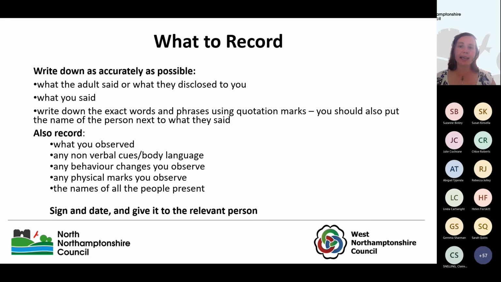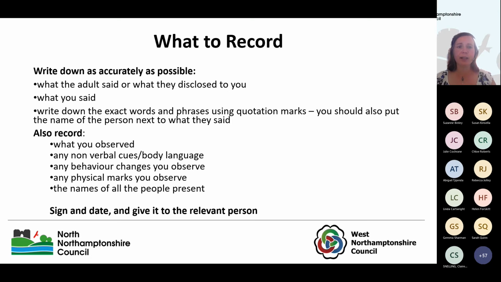Did they say that the person shut them in their room? Or did you just infer that from what they said? So what were the actual words that they said? Also, you might want to include what you said.